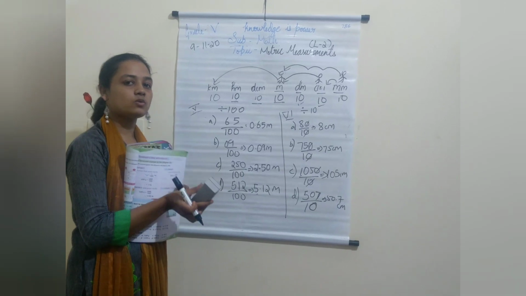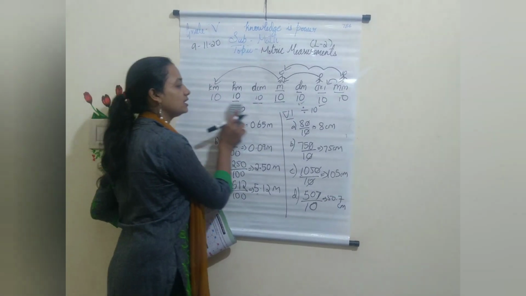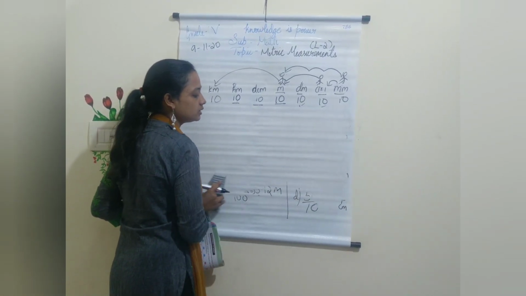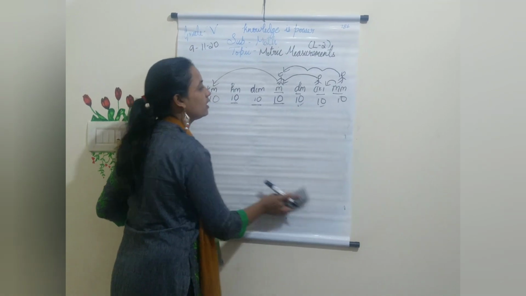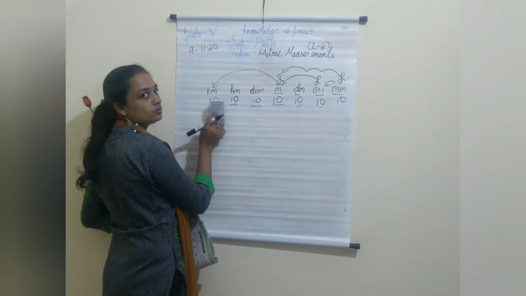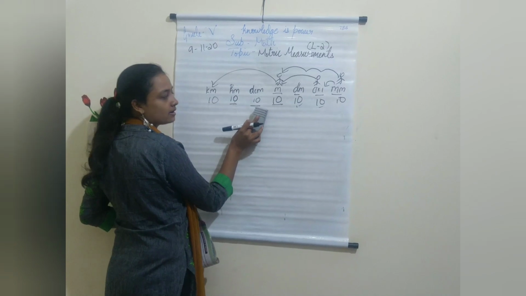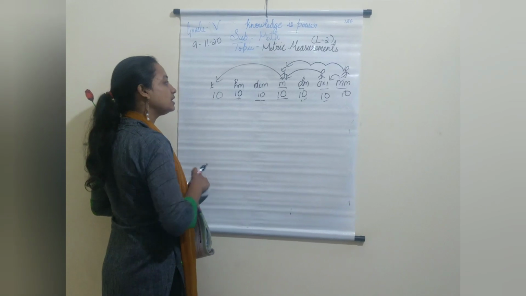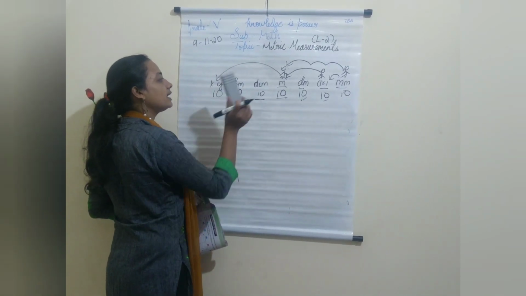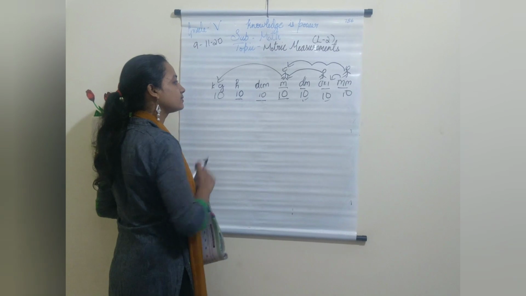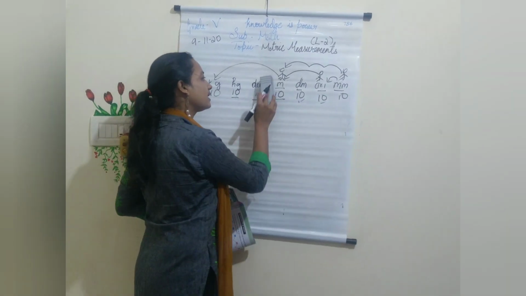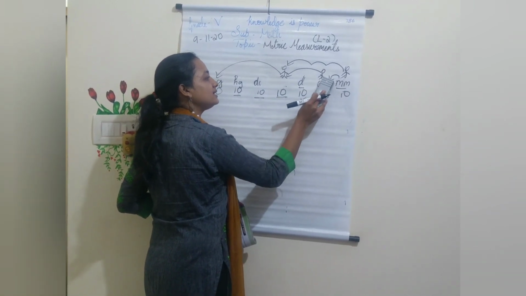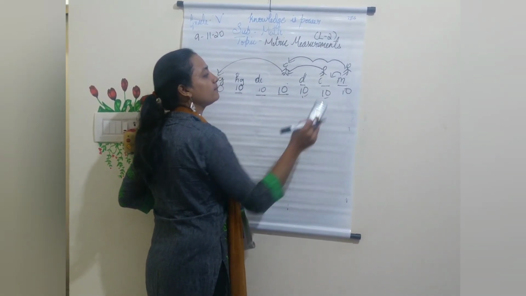In measurement of weight, what have you learned? You have learned about kgs and grams, right? But in this lesson, you will be learning more units, like how you have kilometer, hectometer, decameter, meter. You have grams now: kilogram, hectagram, decagram, gram, decigram, centigram and milligram.